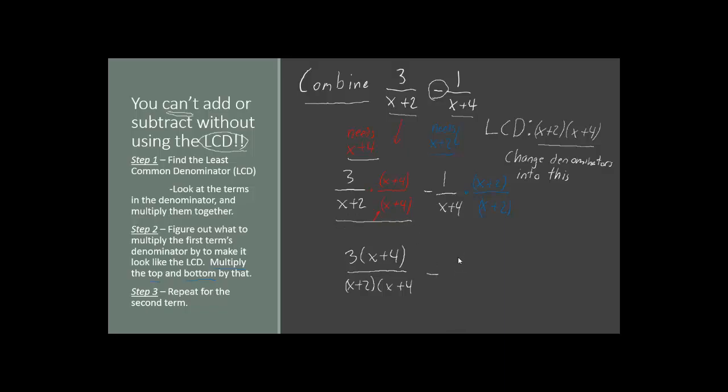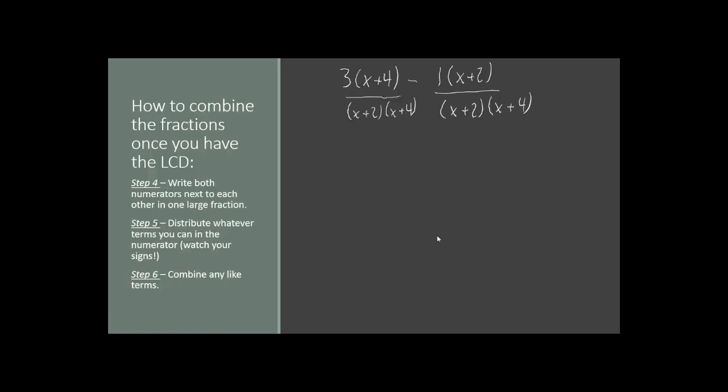Then we repeat the process for the other fraction. We have 1 times x plus 2 divided by x plus 4 times x plus 2. Always in parentheses. Now we'll carry this expression forward. Now that we have two fractions here that have the same denominator, now it's okay to subtract them.